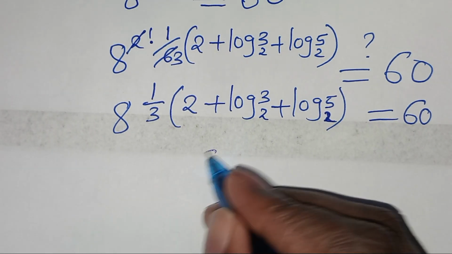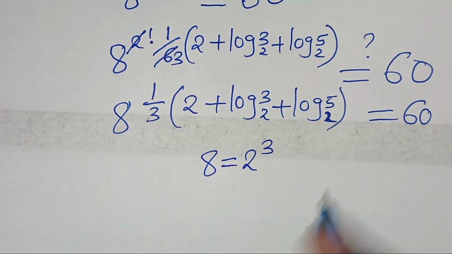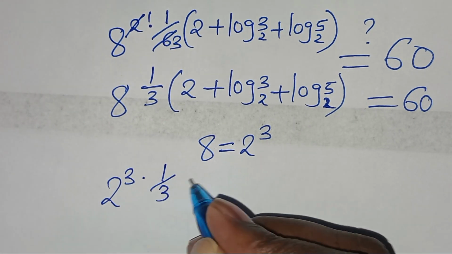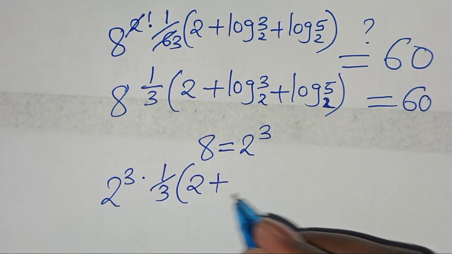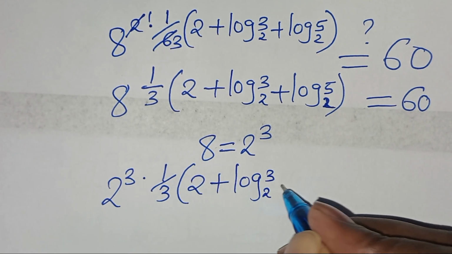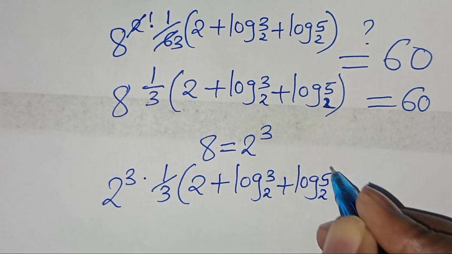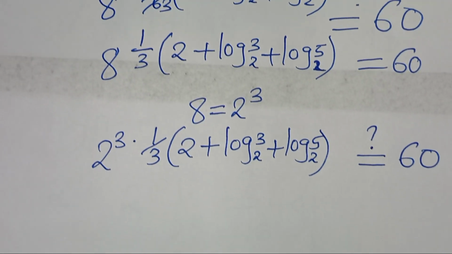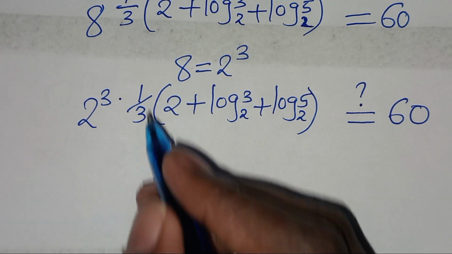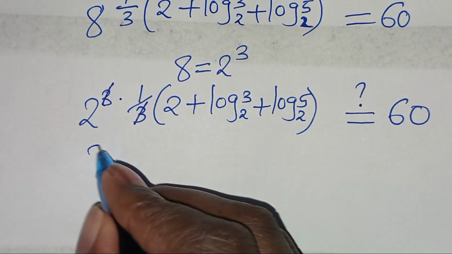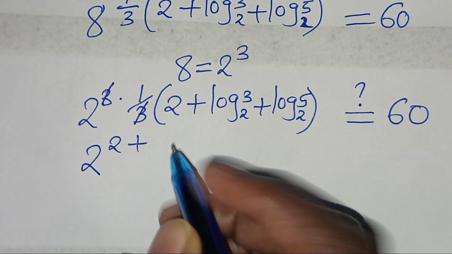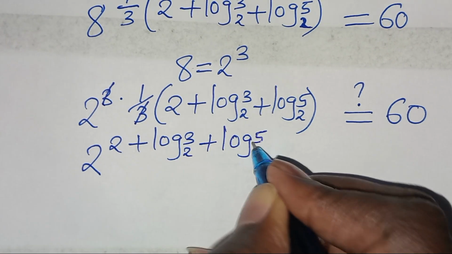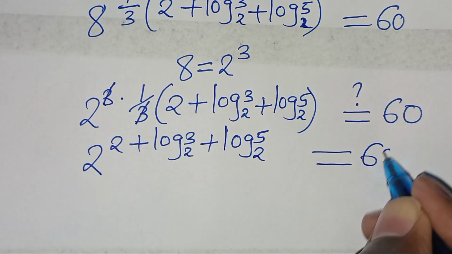Now, we can express 8 as 2 to power 3. Let's substitute this. So we have 2 to power 3 times 1 over 3 into the parentheses 2 plus log 3 to base 2, then plus log 5 to base 2. This is supposed to give us a value of 60. Now, the next step here is to simplify 3 by 3, so that we have 2 to power 2 plus log 3 to base 2, then plus log 5 to base 2. This is supposed to give us a value of 60.